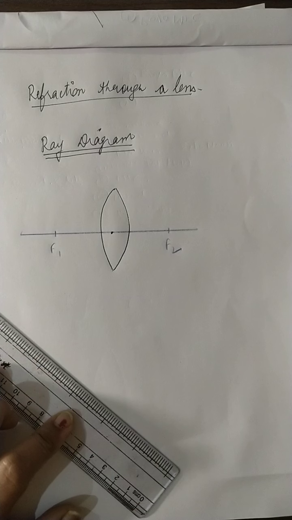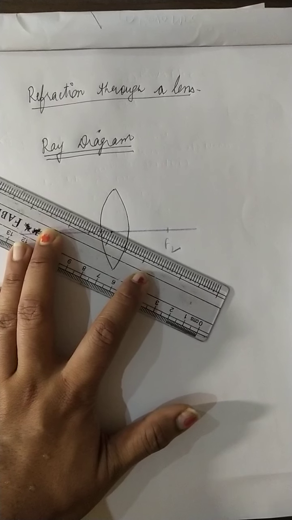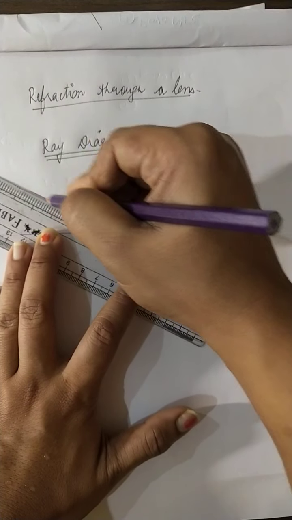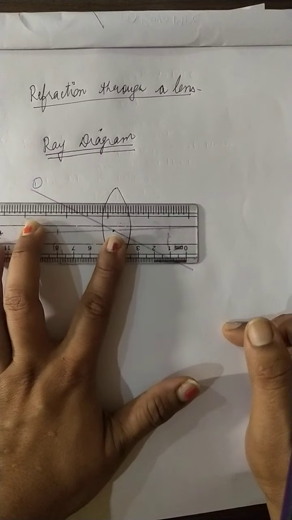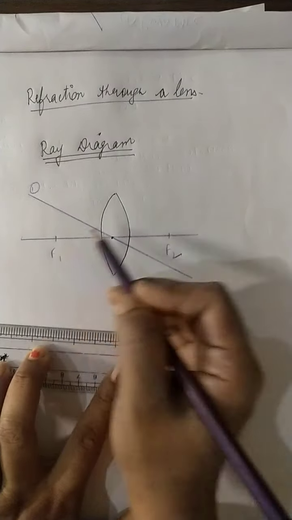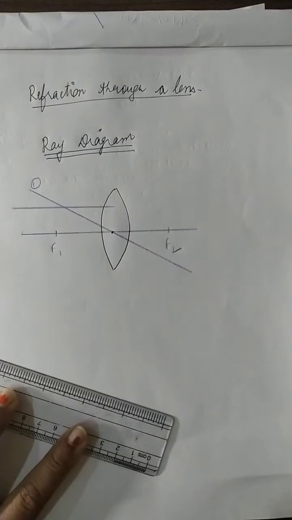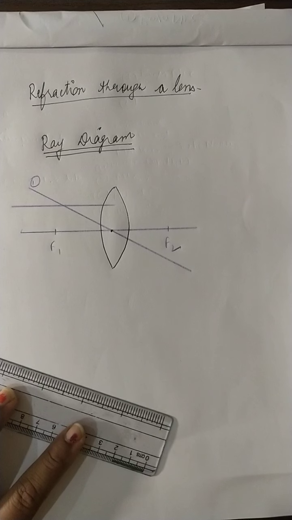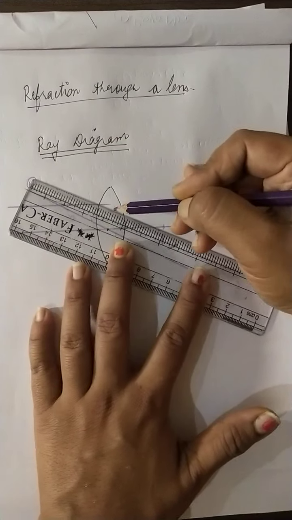I told you when an incident ray passes through the center of the lens, or optical center of the lens, it will pass undeviated, right? This is the first ray. Second ray: when an incident ray is parallel to the principal axis, the ray after refraction, or after passing through the lens, will pass through the focal point.